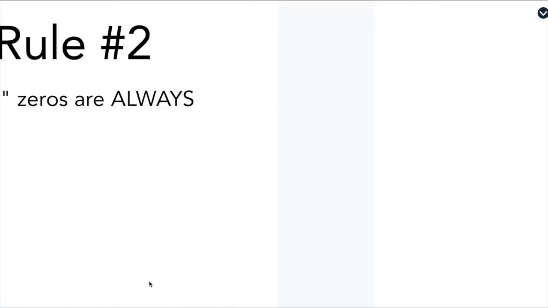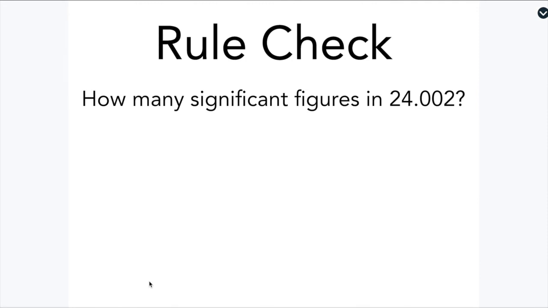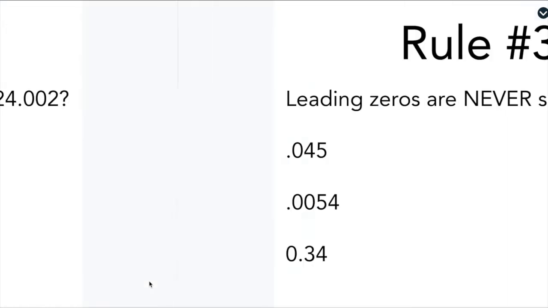All right, your turn. How many significant figures in the number 24.002? Go ahead and pause the video, come up with your answer. 24.002 has 5 significant figures because the zeros fall between a 4 and a 2, which are both non-zero numbers.